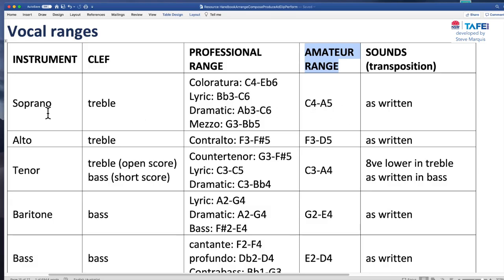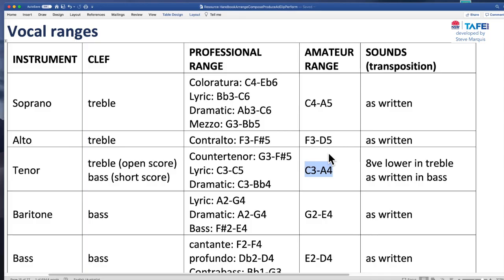So if you've got a soprano, you should write within that range, C4 to A5, which is not a huge range. It's only an octave and a half plus a bit, an octave and a sixth to be specific. But of course, if you are working with a vocalist and you know their range and you know they can comfortably hit a note outside that range, then feel free to write for that.